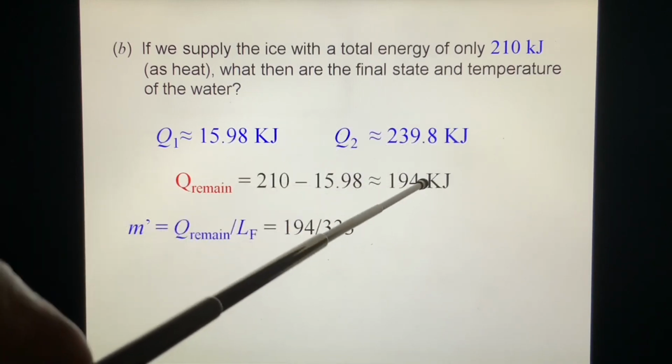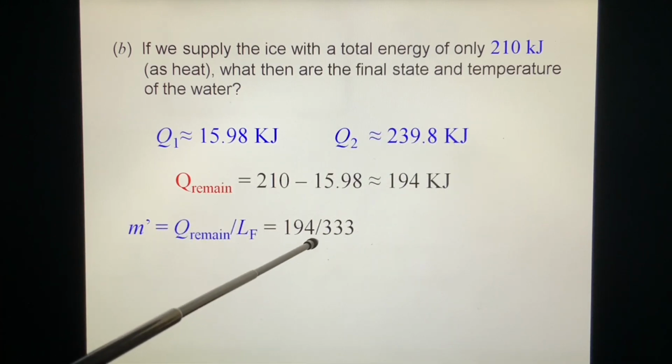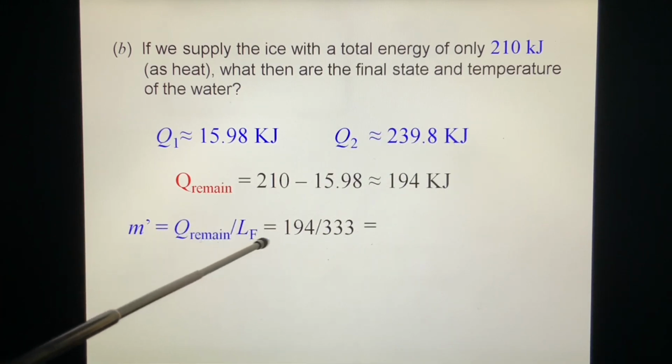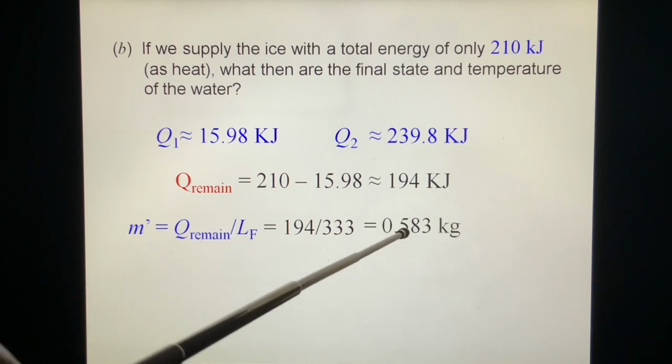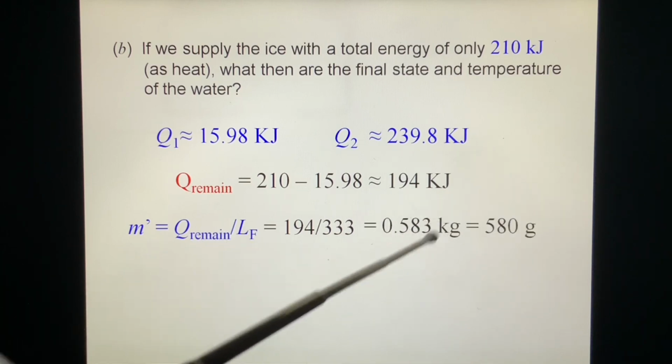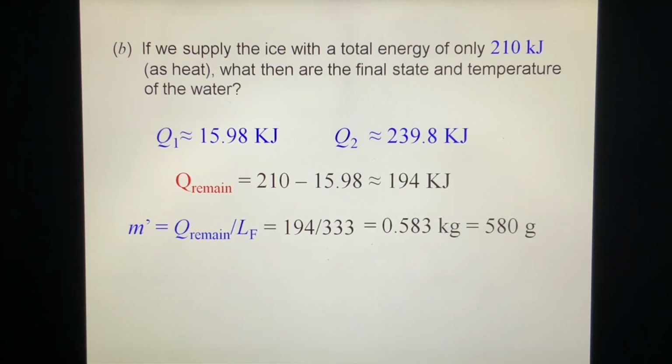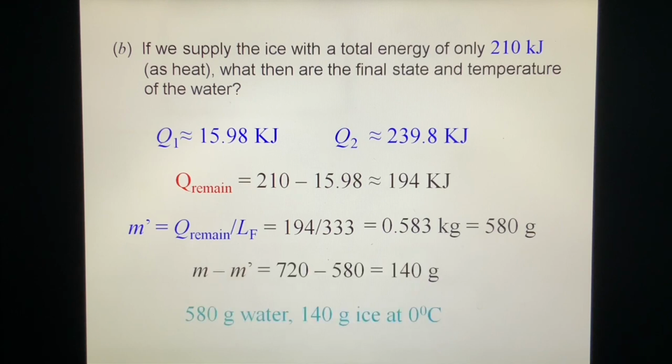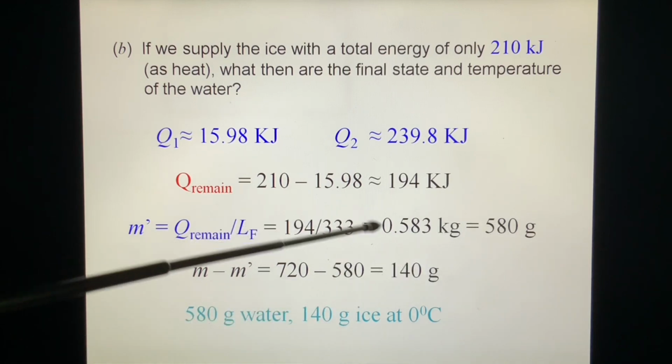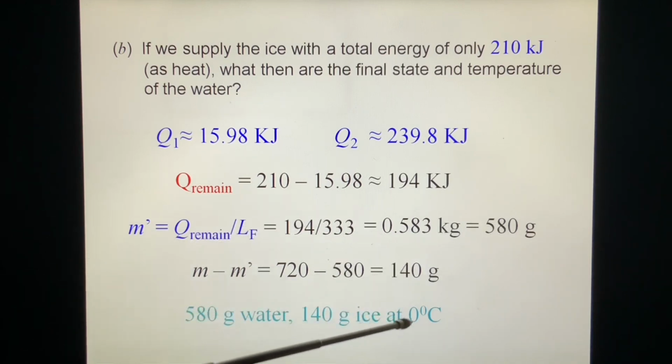So our energy is not enough. We only have a part. We divide it by L, we get about 0.58 kilogram can become water. And the other is left as ice, at 0 degrees Celsius. So 580 grams become water, 140 grams ice, all at the temperature 0 degrees Celsius.